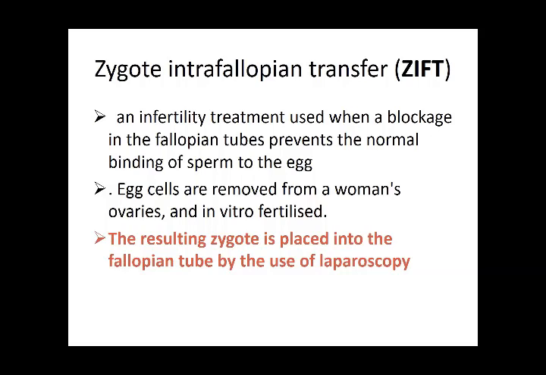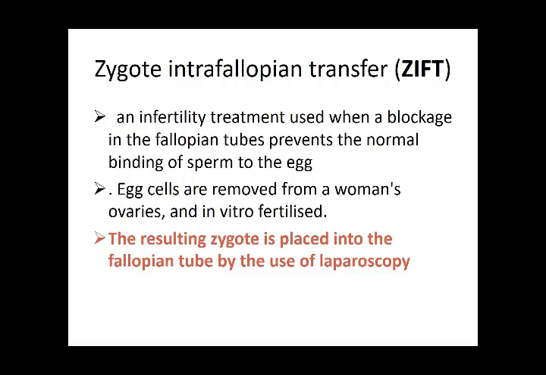So in this, if you have a problem in the fallopian tube, you cannot start the procedure with the gametes. So what you do is you remove the eggs from the woman's ovary and fertilize them in vitro, that is, they are fertilized outside, and then they are placed in the fallopian tube by laparoscopy, and from there on they are going to start the procedure. So in GIFT we were implanting the gametes, and ZIFT is the zygote intrafallopian transfer, that is, you are working with the zygote.